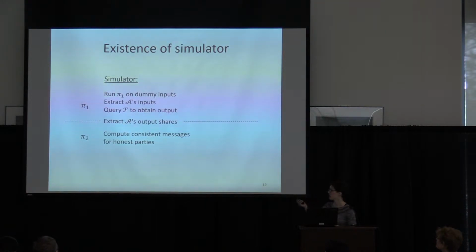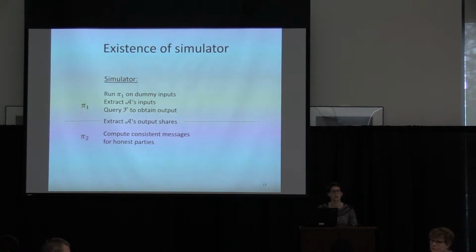Yes, so this is an idea of how this pen and paper proof works. Think of it as a simulator that a lot of people would come up with if they were asked to find a simulator for this simple protocol. So you start by running the MPC protocol on just dummy inputs for the honest parties because you don't know their inputs. And then at some point, the adversary needs to be committed to some kind of input, so you can extract that. Then you can feed these inputs into the ideal functionality to obtain the output. Then you can also extract the output shares. And then finally, the protocol needs to allow you to compute consistent messages for the honest parties based on what happened so far, based on the output.